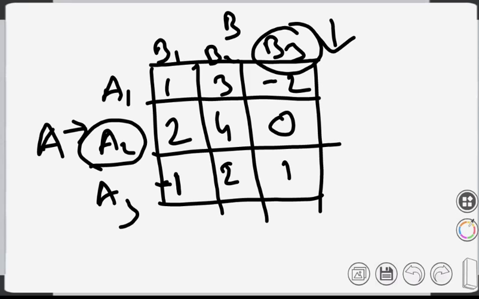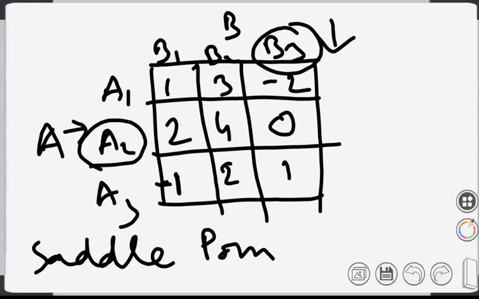Are you writing, students? Yes, sir. So a deterministic game is played with pure strategies, and for a deterministic game there is another term called saddle point. S-A-D-D-L-E, saddle point.